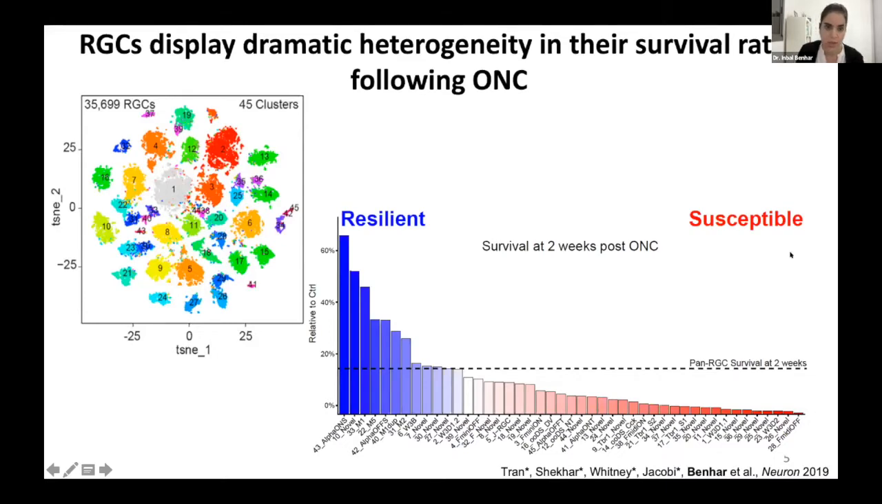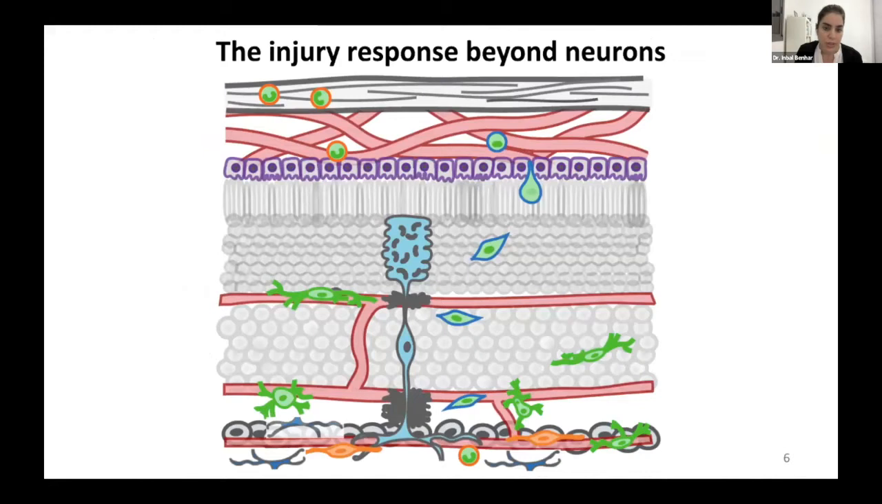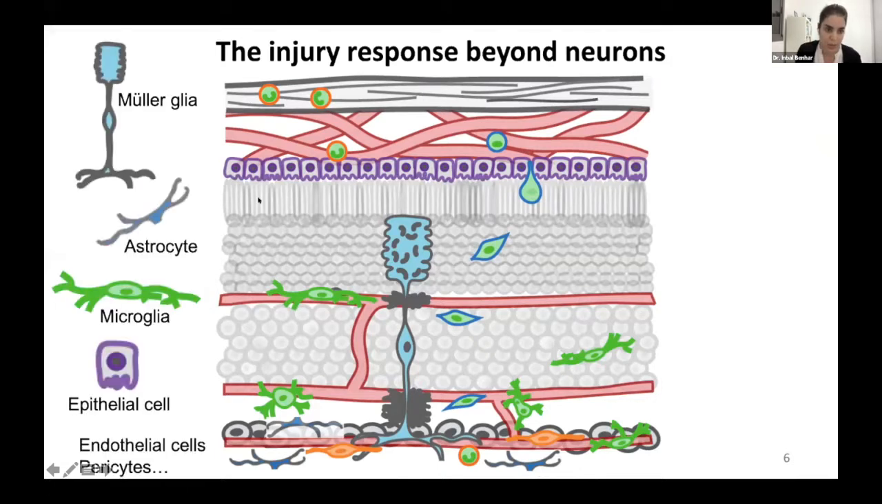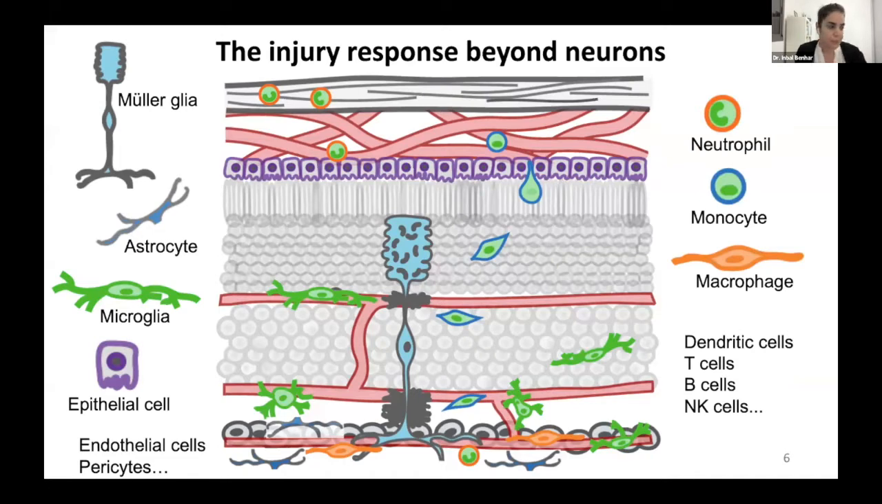As a neuroimmunologist, I always consider the fact that neurons do not live in isolation, but rather there is a whole cohort of cells participating in the injury response. And in this cartoon depiction of the retina, you can appreciate some of these cells, including resident glia, such as Mueller glia and astrocytes, the CNS resident macrophages, microglia, epithelial cells, and others. So of course, after injury, these cells all undergo dramatic changes. And on top of that, we have infiltration of immune cells that come in from the periphery, from the blood.